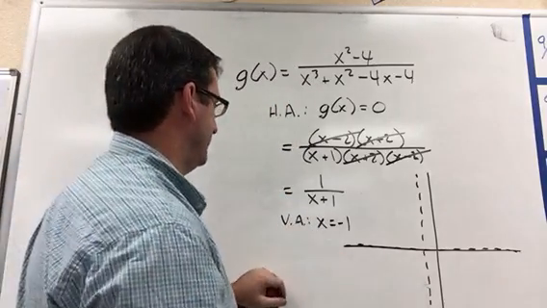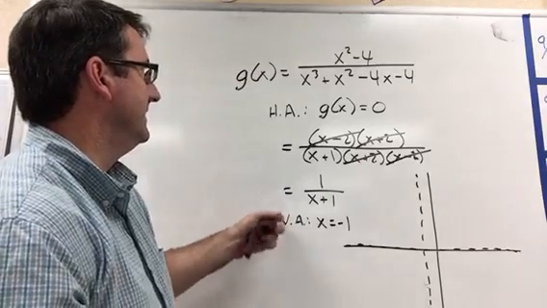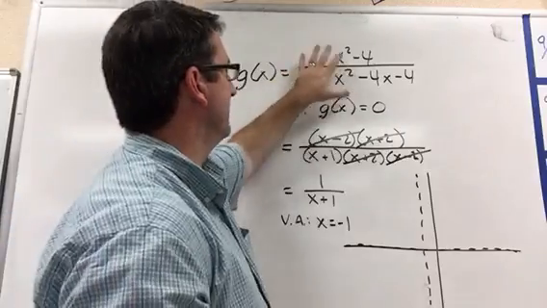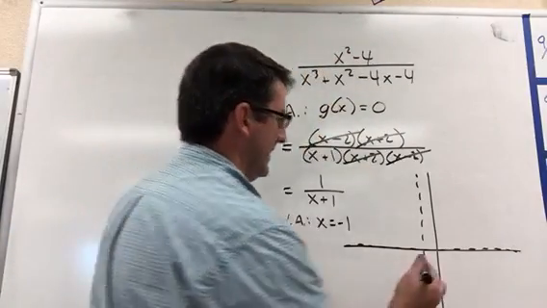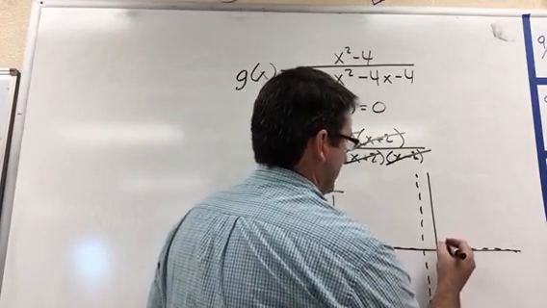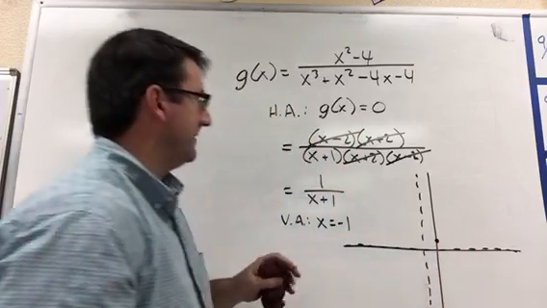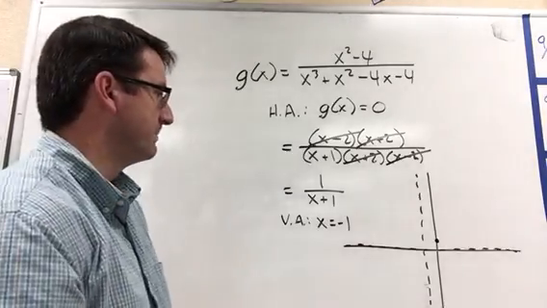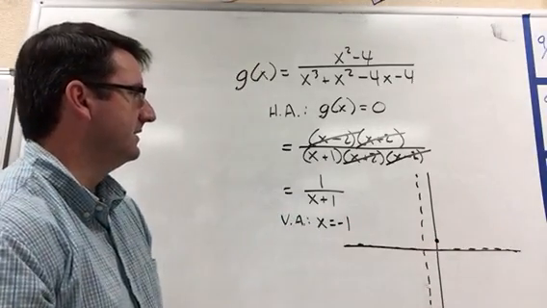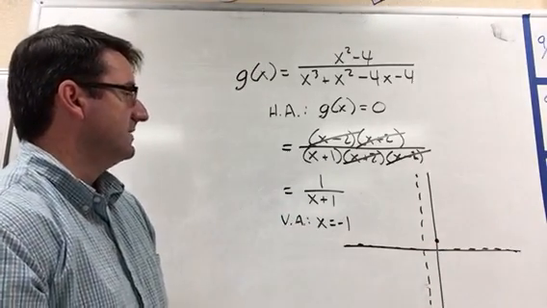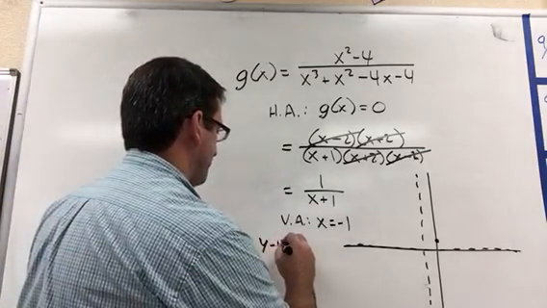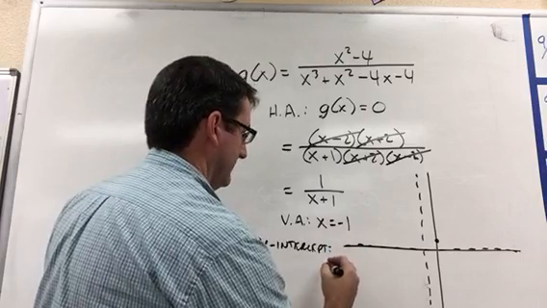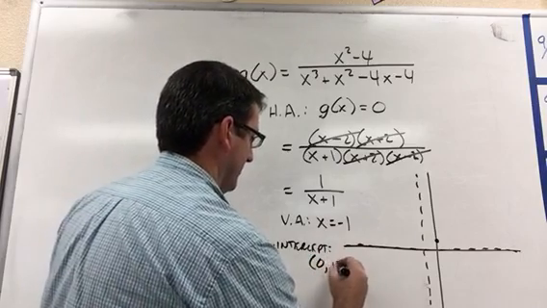And then let's see, the y-intercept. Let's plug in 0 for x, and we get negative 4 over negative 4. So the y-intercept is going to be at positive 1. And the x-intercept, well, there's not going to be an x-intercept because our asymptote is right there on the x-axis. So we have a y-intercept that's going to be at the point 0, 1.